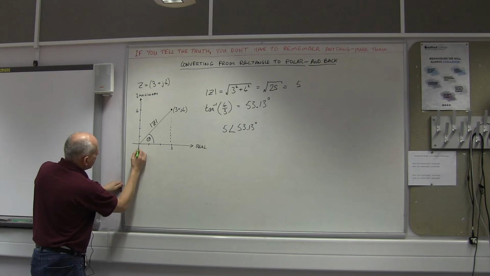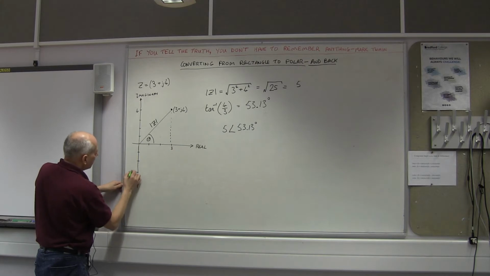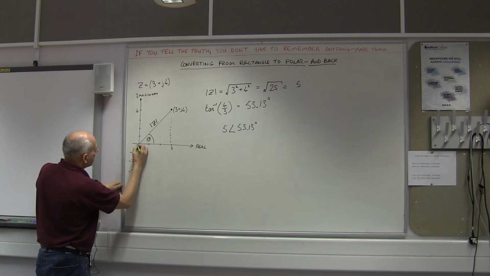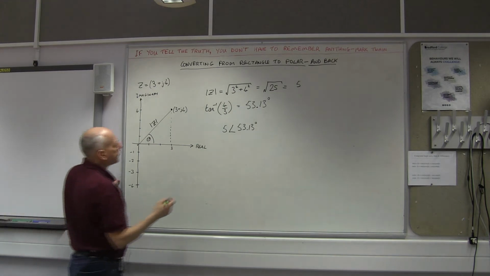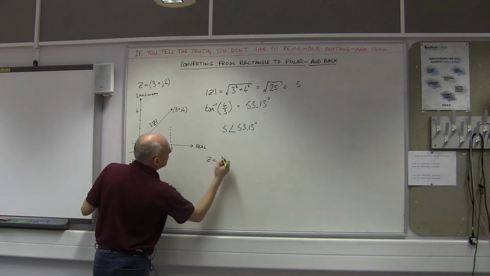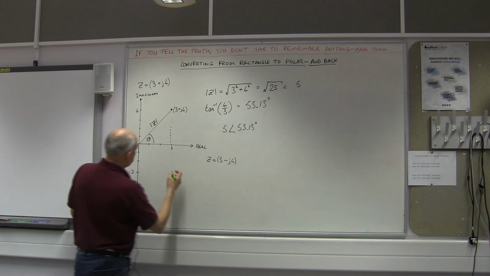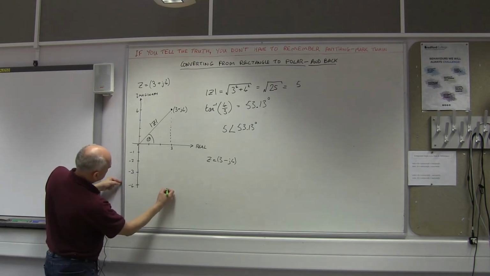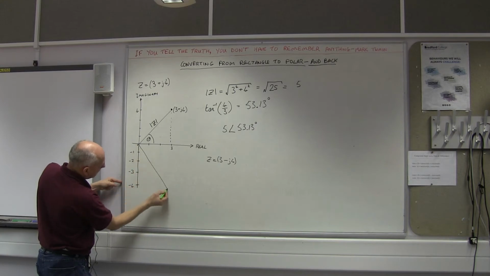Let's say we've got a minus 1, 2, 3, 4. So minus 4 there. Okay. So this time let's look for Z equals 3 minus j4. So that one's going to be down here. So let's see if I can join that neatly, nearly.